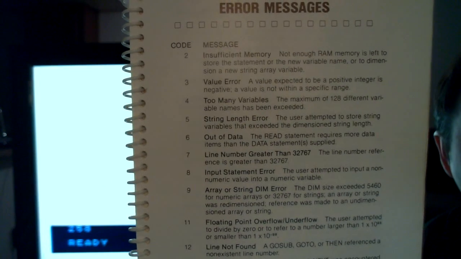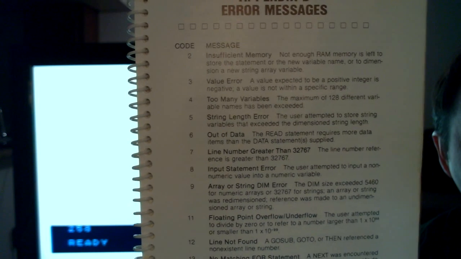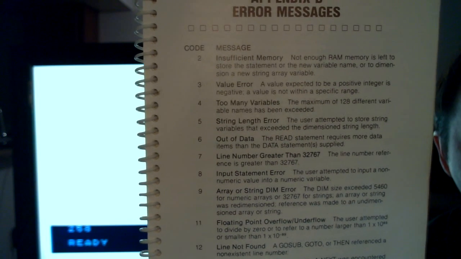A value expected to be a positive integer is negative. A value is not within a specific range. As I already predicted, based on experience, it was trying to poke 258. It's trying to poke 712, 258, but it's impossible. So if you go down here and you try to say poke 712, 258, you'll get the same error message right there. That's how you know.